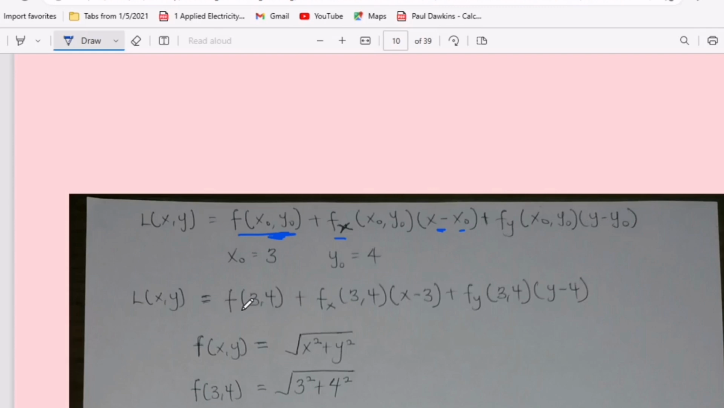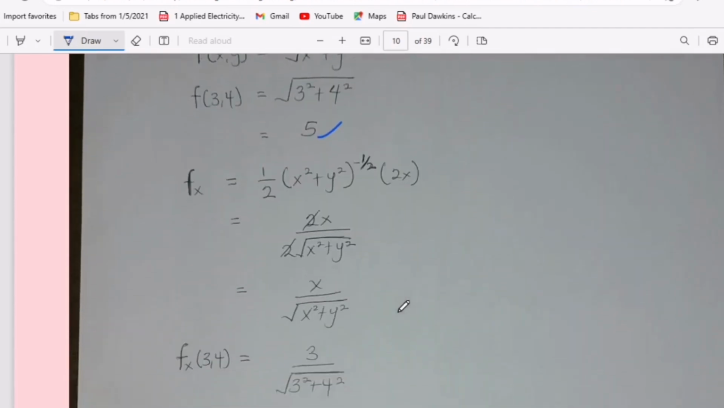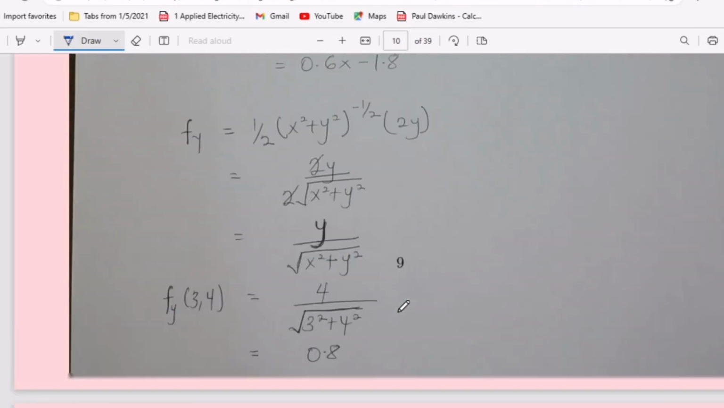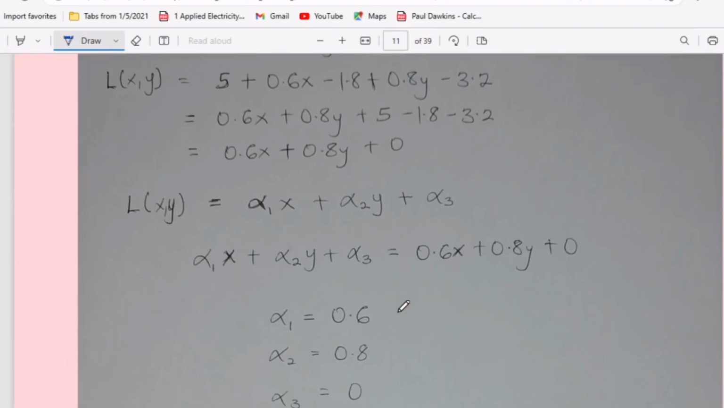So they had this. This is a function. The function is given to us as the square root of x squared plus y squared. So you put the value inside, you get 5 for the function. Then you partially differentiate this and put the values inside, times x minus 3. You do that, and at the end, you are going to get all the values. There it is. Very simple as that.